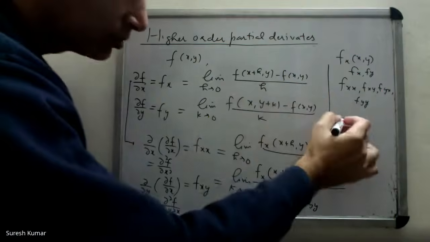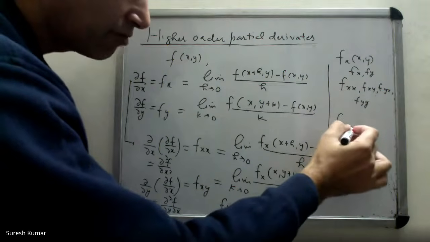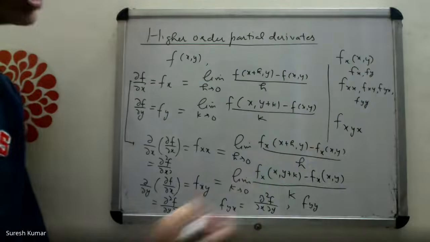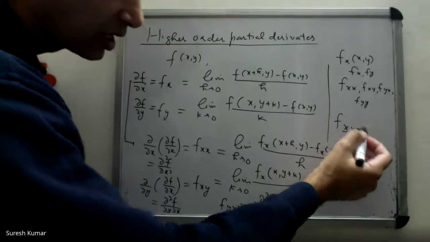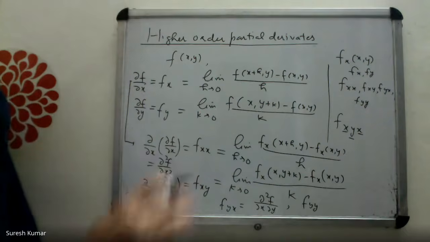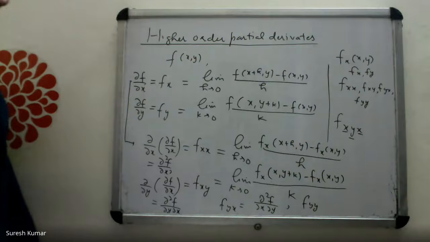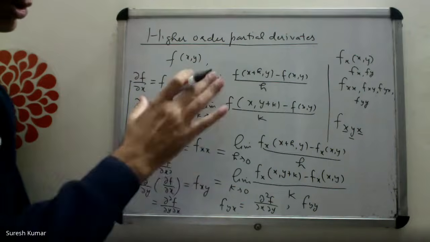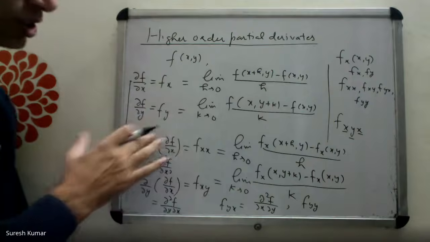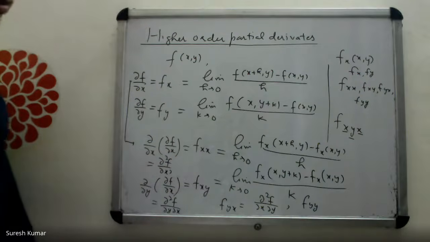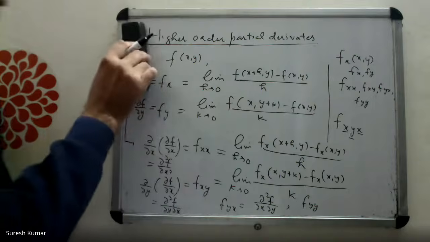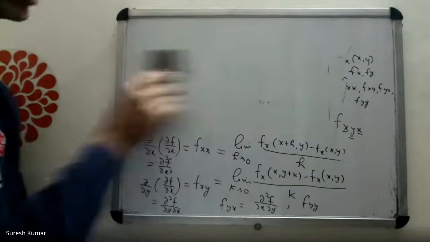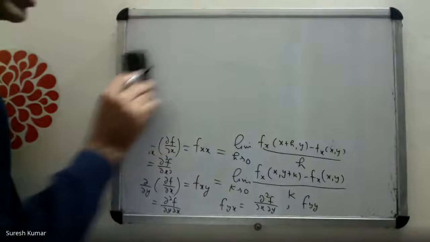Now you understand, similarly, if I write f_xyx, what does it mean? First differentiate partially with respect to x, then with respect to y, and then again with respect to x. So that way you can get further higher order partial derivatives. So you got the definitions, right? The notations and the limit definitions. You may need limit definitions also. I will give one example. All right, we can move further. Take some problems on higher order partial derivatives.